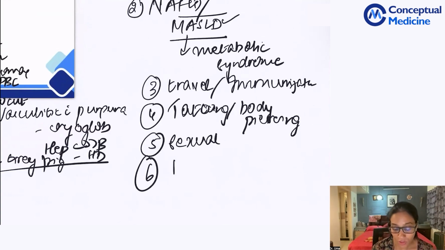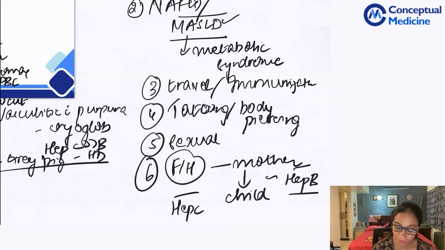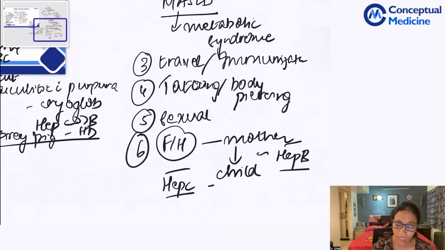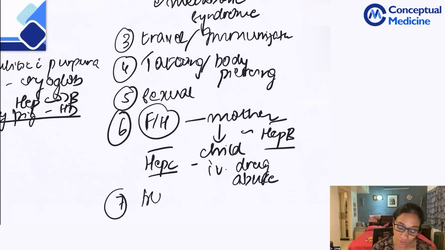Mother to child transmission, if any family history is present, especially in the mother, because in our country, mother to child transmission is the most common cause. That's perinatal transmission, the most common cause for hepatitis B. Whereas for hepatitis C, and even sexual cause is also there, it's usually because of IV drug abuse. Okay. Then another one is blood transfusion. The presence of history of blood transfusion or any blood products.